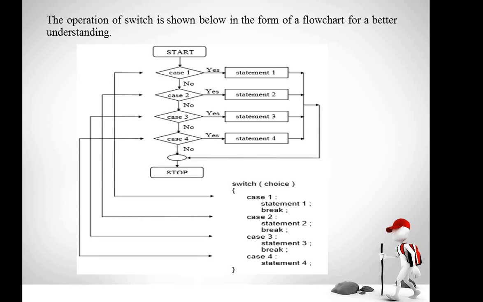Now you can see I have shown a flow chart for better understanding, and this is just the flow of switch. This is the start. If case 1 matches, then this statement will be executed, and once it is executed it will come out of the switch statement and stop. If case 1 does not match, then the next case is checked; if it matches the label, execute it, come out of the switch case and stop.